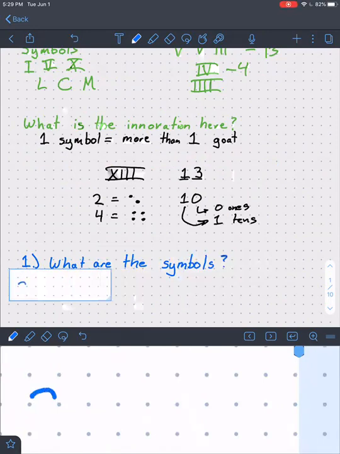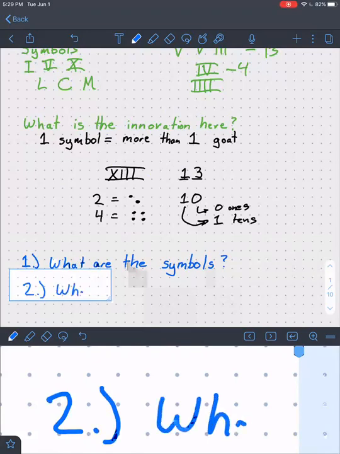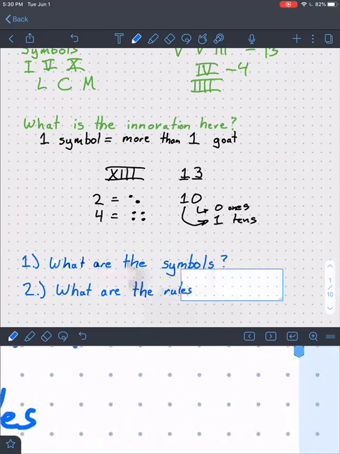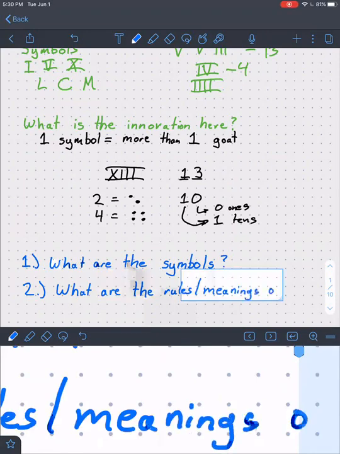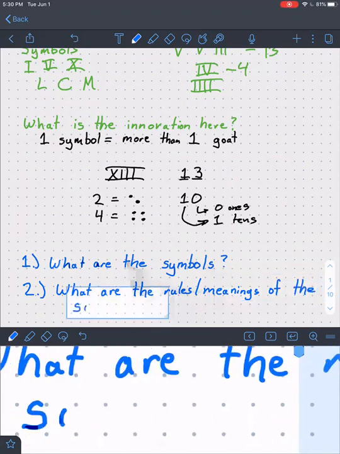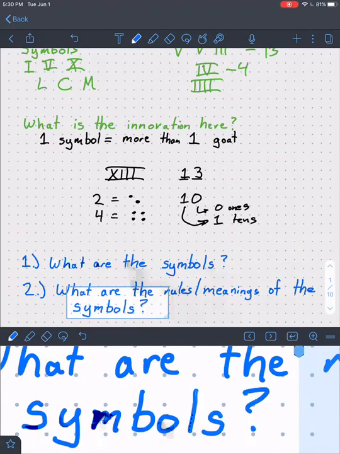Question 2, what are the rules or the meanings of the symbols? These are the two kinds of core questions when we're looking at a programming language or a formal system and wondering what it's all about. That's the question, the two questions we ask.